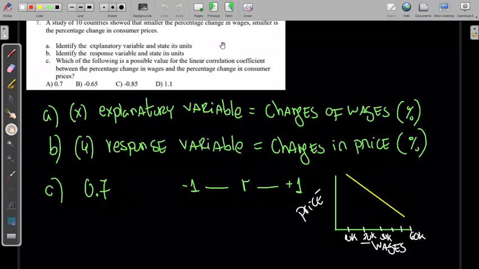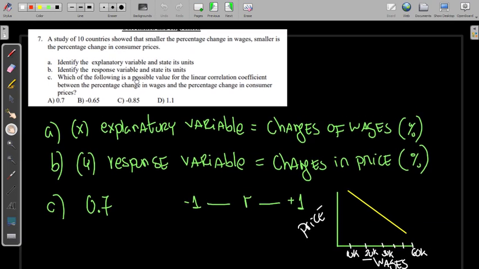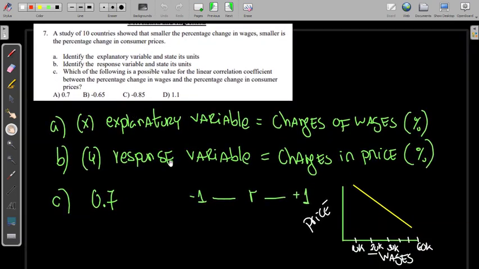In the next question, which is question number 7, he talks about a study. Let's read it. A study of 10 countries show that smaller percentage changes in wages, smaller percentage changes in consumer prices.